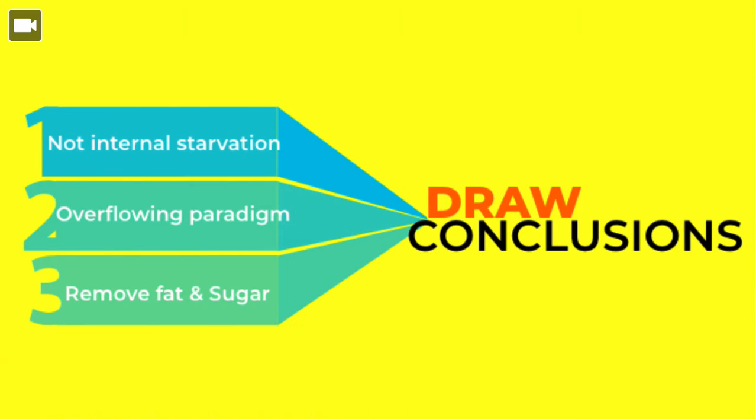Conclusion: insulin resistance is not an internal starvation of the cells, but an overflowing paradigm. Remove that excess sugar and fat, and insulin resistance can be reversed.